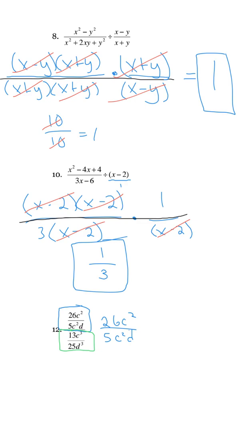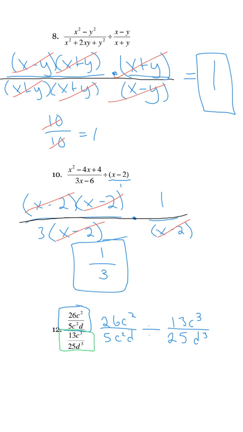And then a fraction bar just means division. So I'll write divided by 13c cubed over 25d cubed. Could you go straight to multiplication? Yes, you could. I'm just using the division to show you how it actually breaks out.